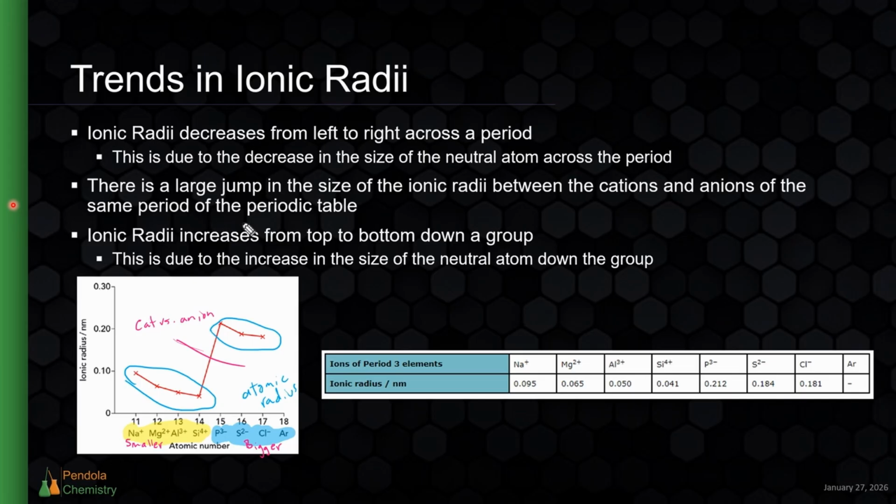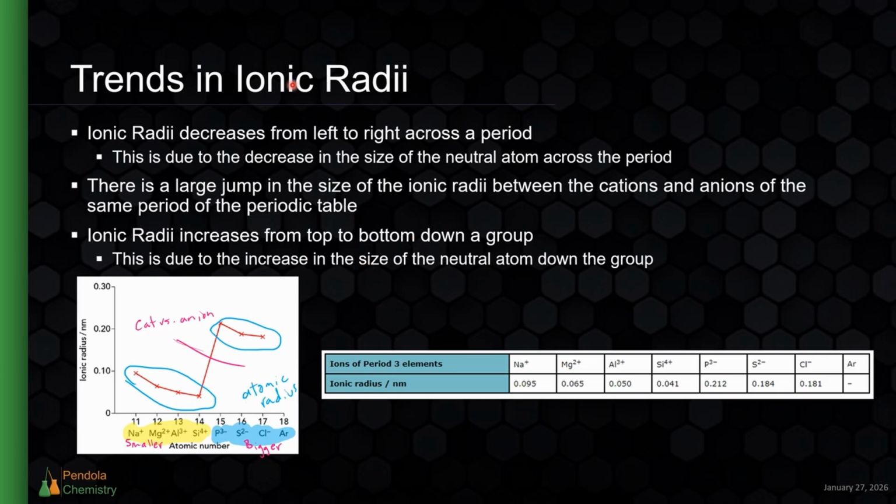And then finally, ionic radius increases as we go from top to bottom down a group on the periodic table. And again, this is very simple. This is due to the increase in size of the neutral atoms that make up the ions down the group. We discussed how down a group on the periodic table, the atoms get larger, the atomic radius gets larger because of the added shielding. Well, the same thing is going to happen to the ion that is made from those atoms. So this is just, again, due to the atomic radius trend.